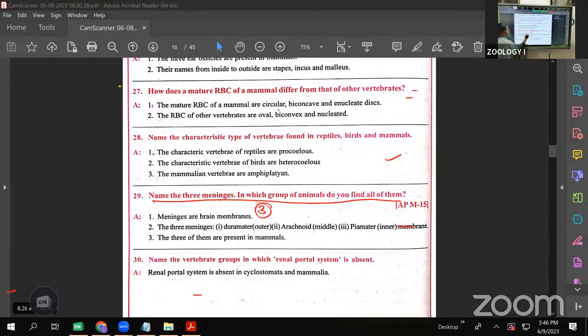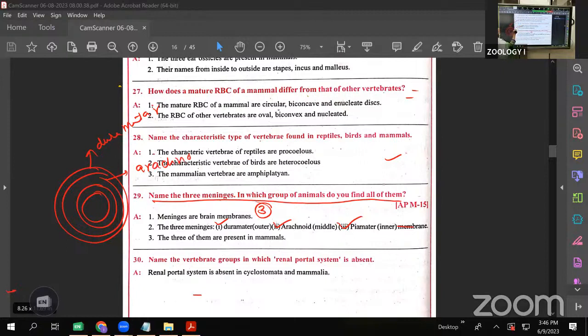The outer layer of the brain is called the dura mater. The middle one is called the arachnoid. The inner is called the pia mater. The brain is covered by three layers. The outer is the dura mater, the middle is the arachnoid, and the inner is the pia mater.